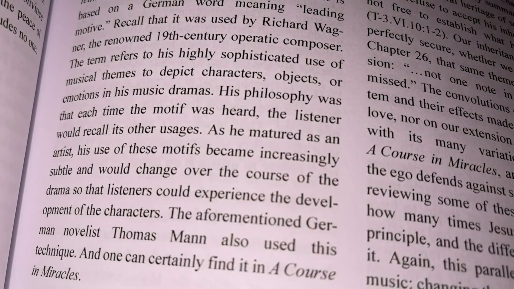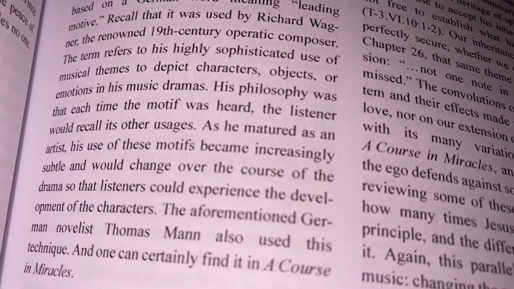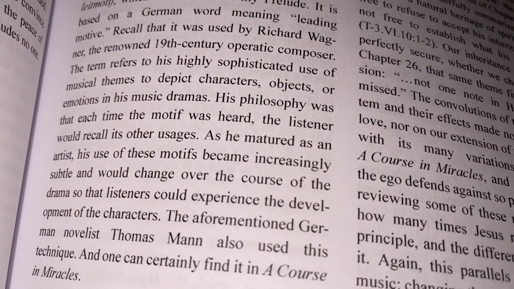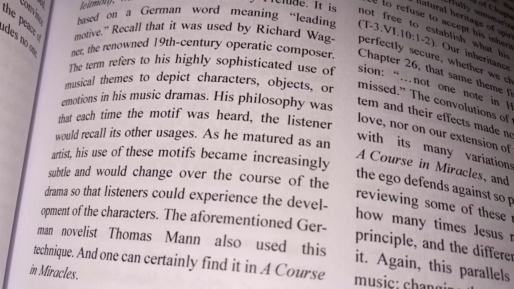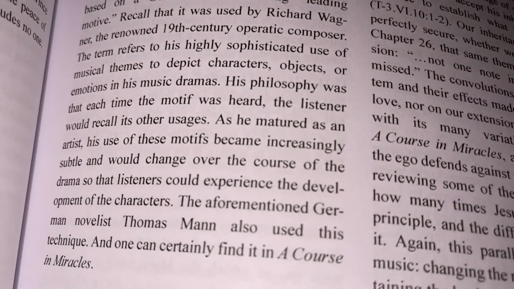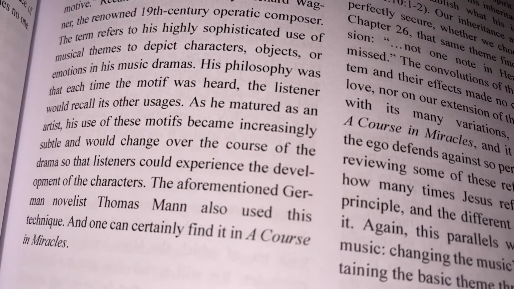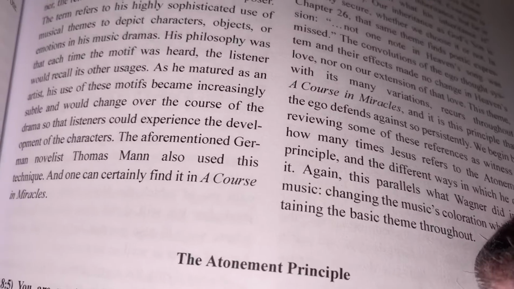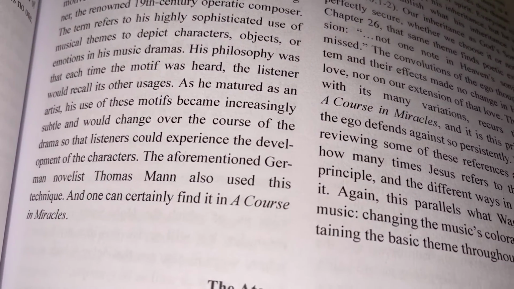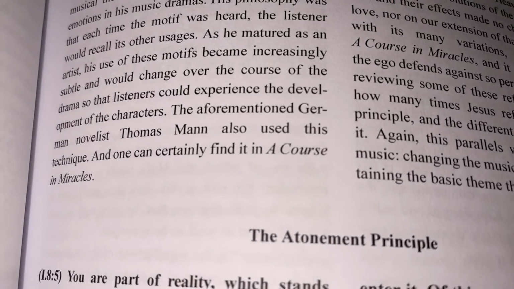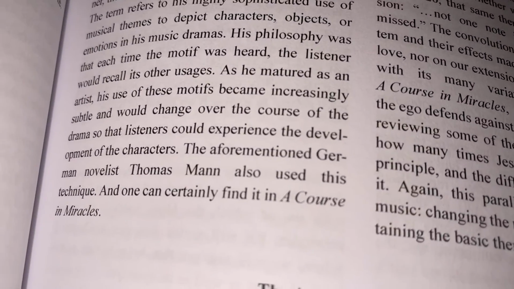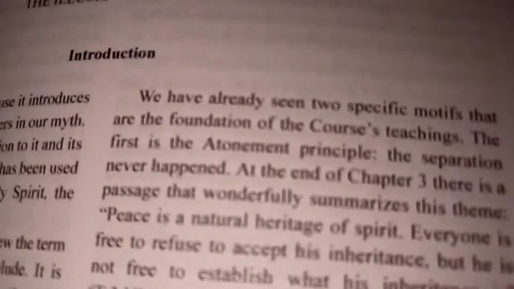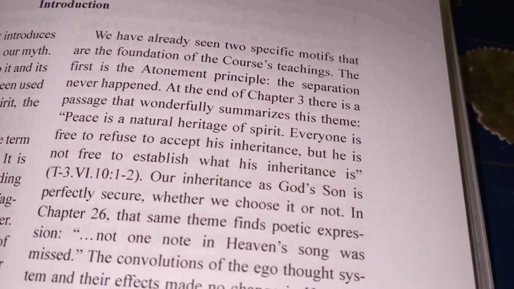His philosophy was that each time the motif was heard, the listener would recall its other usages. As he matured as an artist, his use of these motifs became increasingly subtle and would change over the course of the drama so that listeners could experience the development of the characters. The aforementioned German novelist Thomas Mann also used this technique, and one can certainly find it in A Course in Miracles. I'm sorry, my dog is very needy right now. She's all up on me.